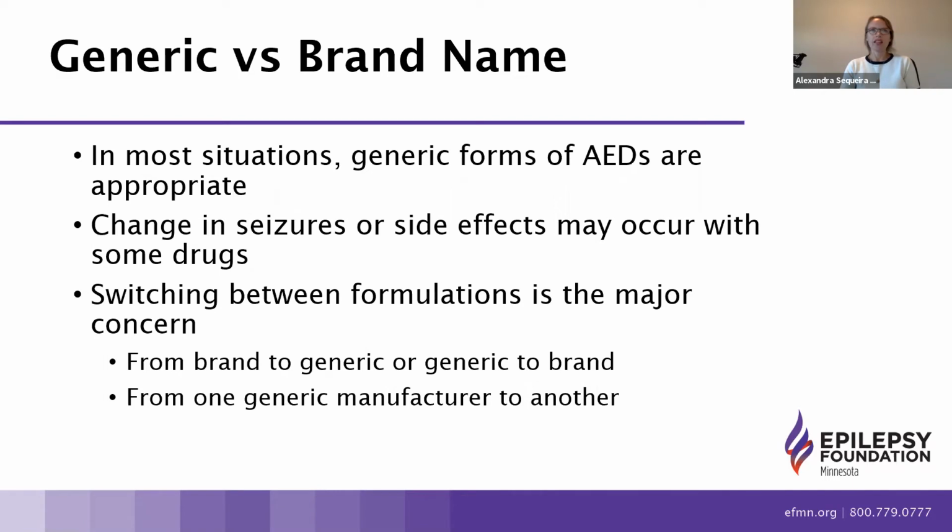There is a difference between generic and brand medications with respect to the name. In general, the brand name is the name that the company that brings the medication to the market uses, and the generic name is the active ingredient. As I mentioned, it's good to be familiar with both. In most situations, generic forms of anti-seizure medications are less expensive and are appropriate. In general, we think of generics as being equivalent with respect to their side effect profile and their efficacy, meaning how well they control seizures.